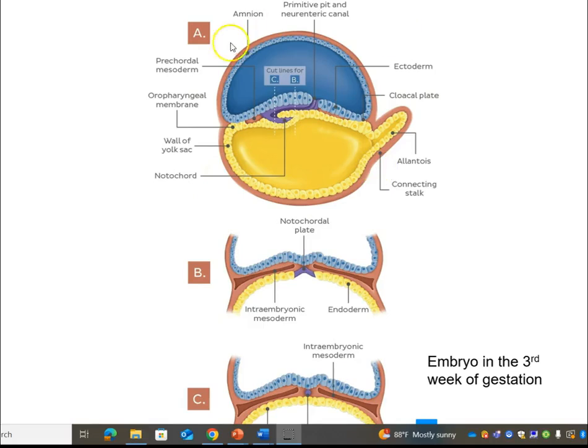Okay, this is a developing embryo in the 3rd week of gestation. Here they've taken different slices. You can see this is slice B, this is slice C, so let's look at slice B here. You can see the 3 germ layers very well. This layer here is the ectoderm. This middle layer here is the mesoderm. This is where the heart is going to come from. And then the innermost layer is the endoderm.